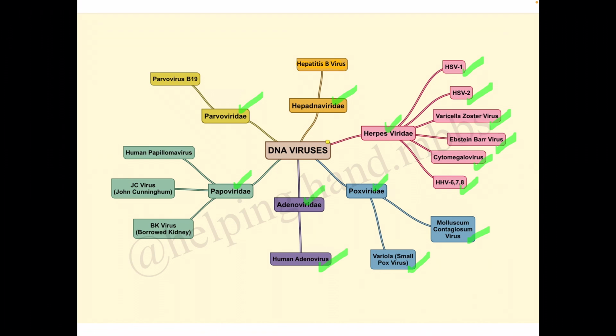Then in papovaviridae we have human papilloma virus, JC virus, which stands for John Cunningham virus, and BK virus, which stands for borrowed kidney virus. Then in parvoviridae, we have parvovirus B19, and in hepadnaviridae, we have the very famous hepatitis B virus. So please pause the video and just try to recollect all these viruses. Close your eyes and then say the names again yourself.